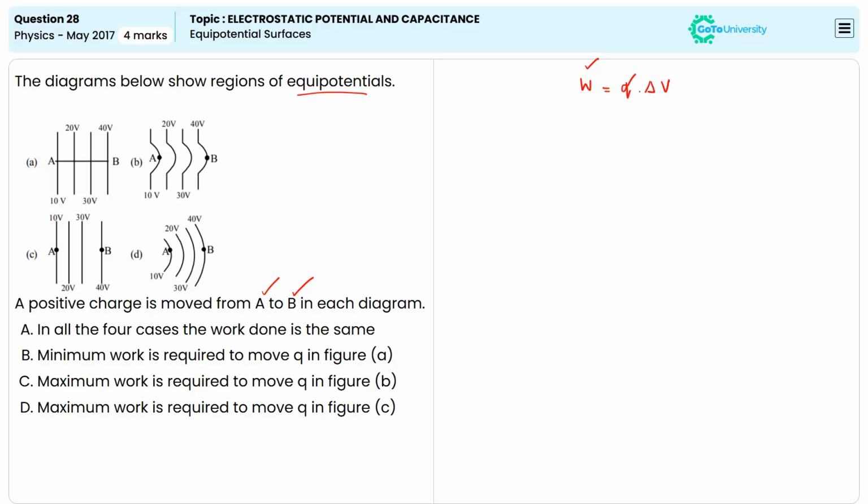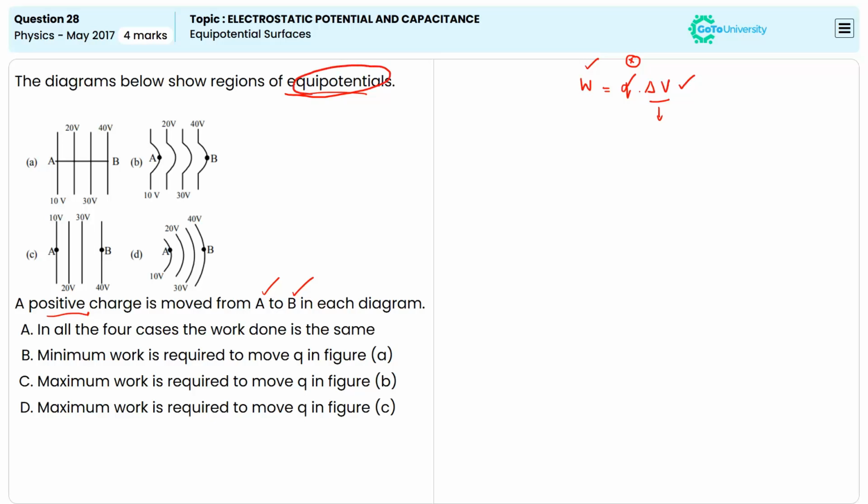where Q represents the charge and ΔV represents the potential difference. So here it's given in the question that it is a positive charge. There is no detail about the value of the charge, but there is a detail about the potential. It's given in the question that it is happening on an equipotential surface.